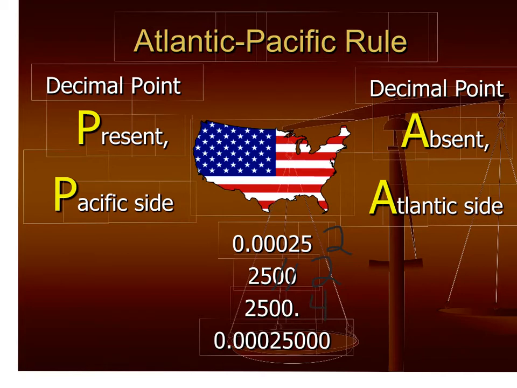And in the very last one, we have a decimal point present again. We don't start counting until we get to the first non-zero number. So this zero doesn't count, this zero doesn't count, neither does this zero nor this zero. We start at the 2, so we have 1, 2, 3, 4, 5 significant figures.